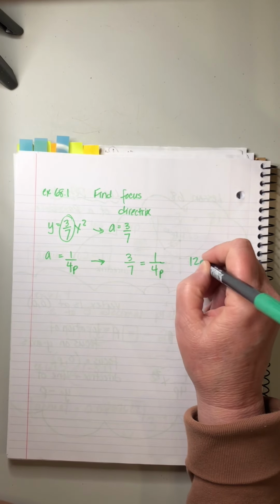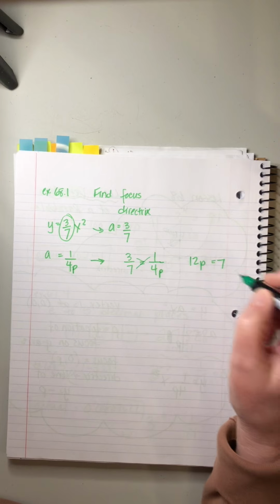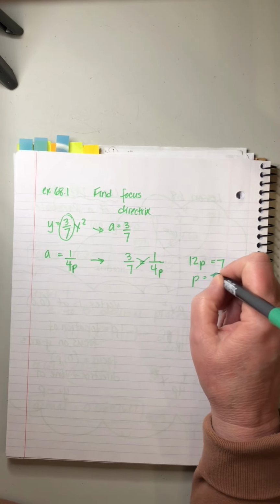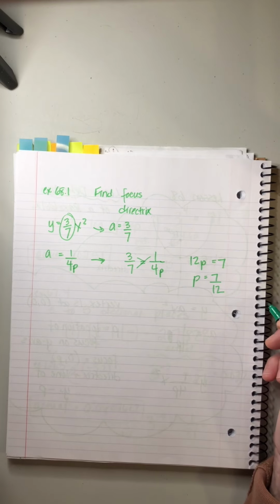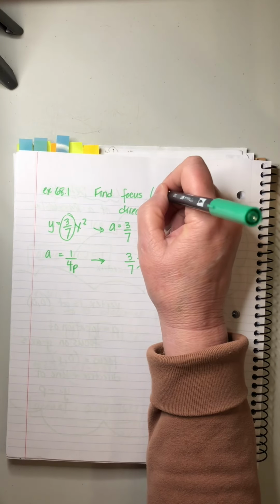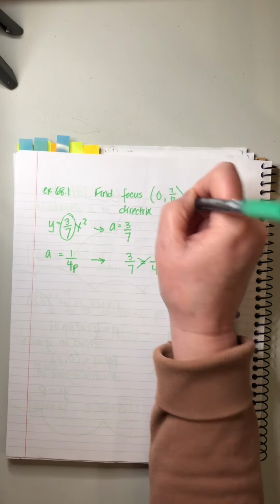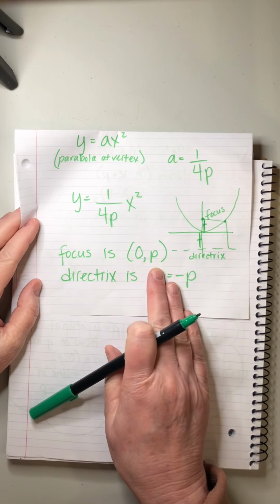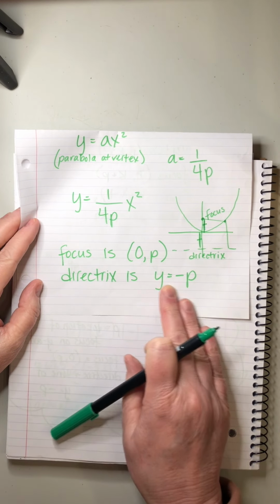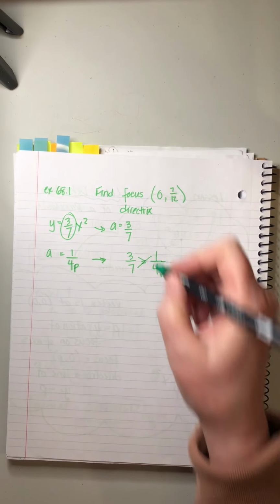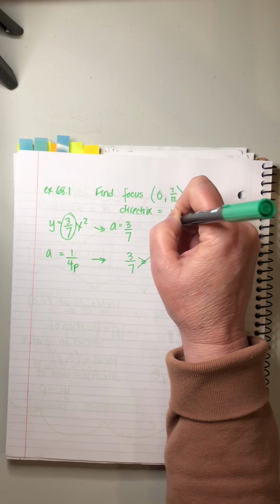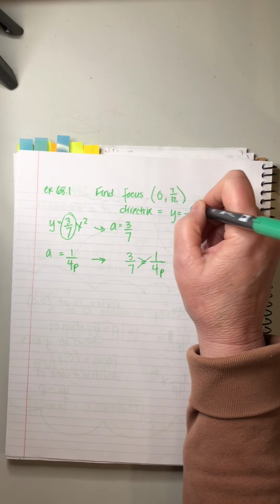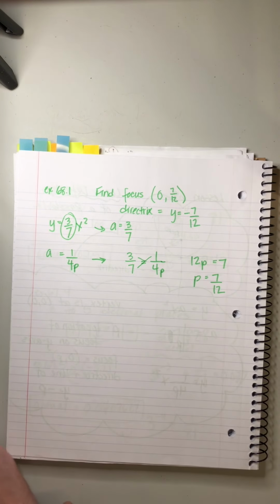So I'm going to get 12p equals 7. That's cross multiplying. And then I'm going to get p equals 7 over 12. Okay, so the focus is 0, 7/12. Right? Here's my notes I'm working on. Focus is 0, p. The directrix is y equals minus p. So in this case, the directrix is y equals minus p, which is minus 7 over 12. I think that's all we need to know.